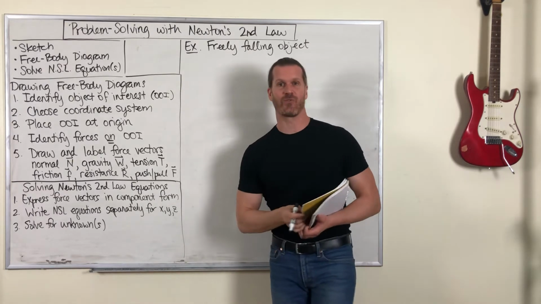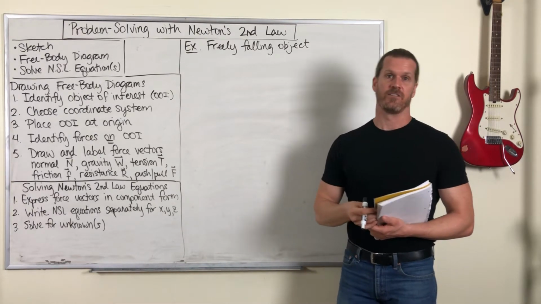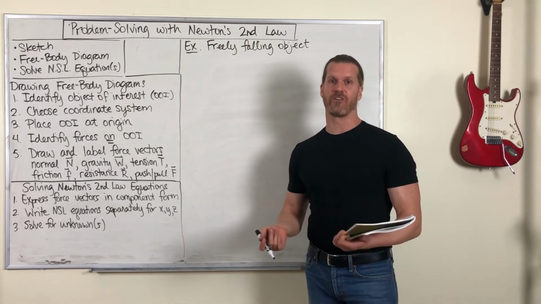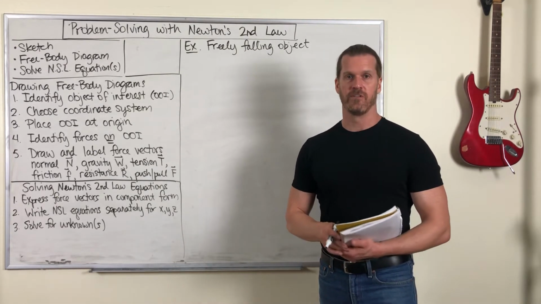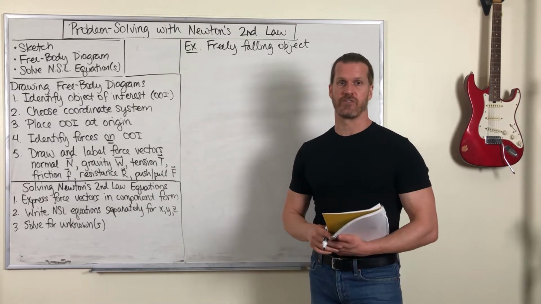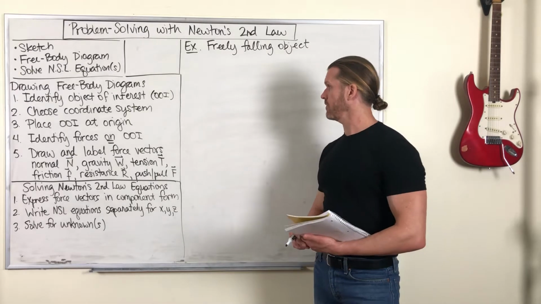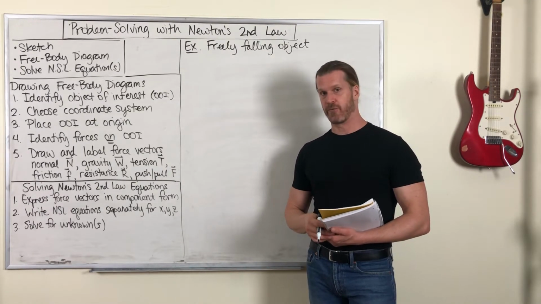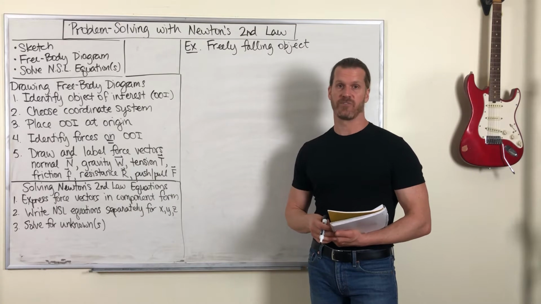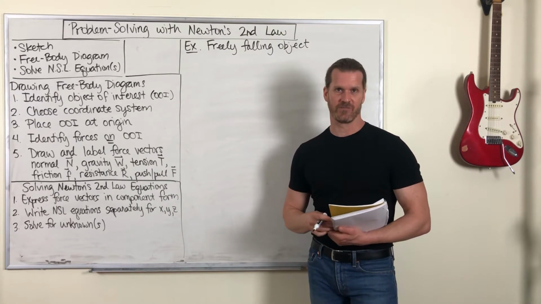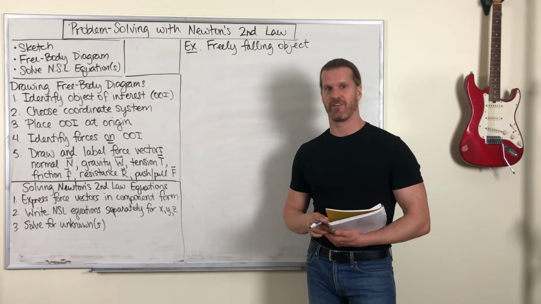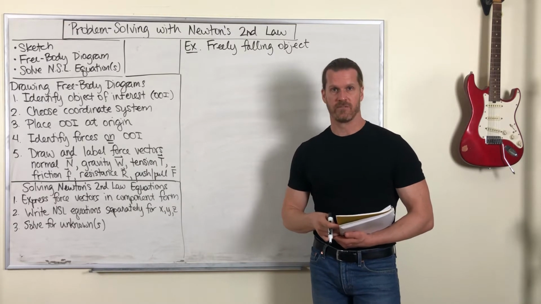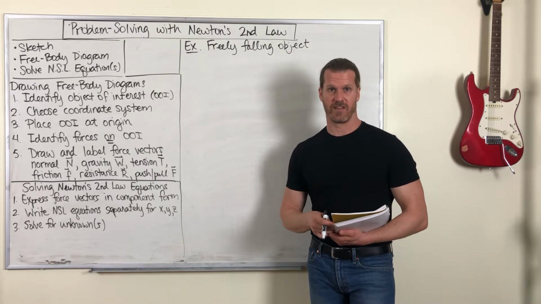Then choose a convenient coordinate system to use. That comes with some experience. A lot of the time it'll just be x horizontal and y vertical, but there are some other more unusual situations where you use a different coordinate system. Place your object of interest at the origin. Identify the forces acting on the object of interest, not forces that the object of interest exerts on other things. And then draw and label the forces that are acting on that object.